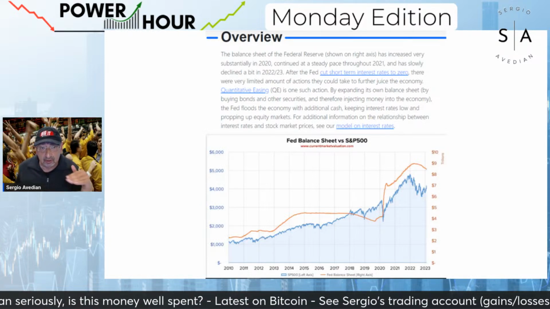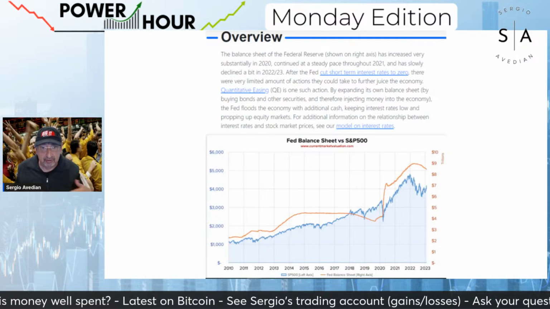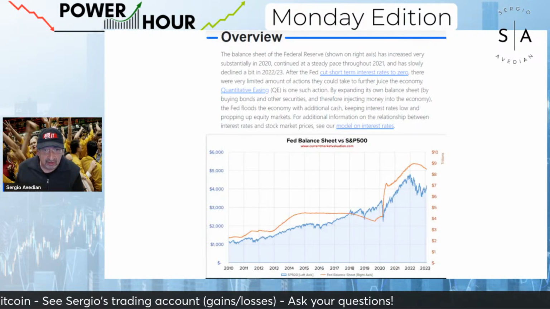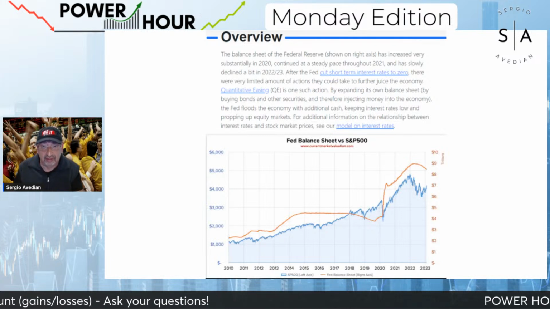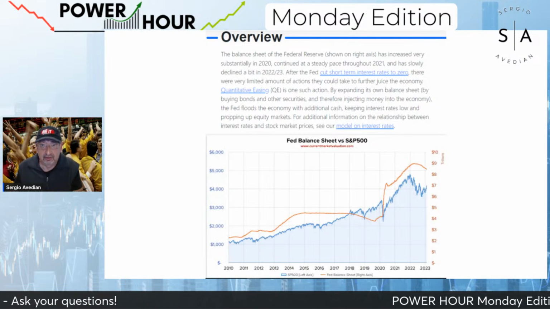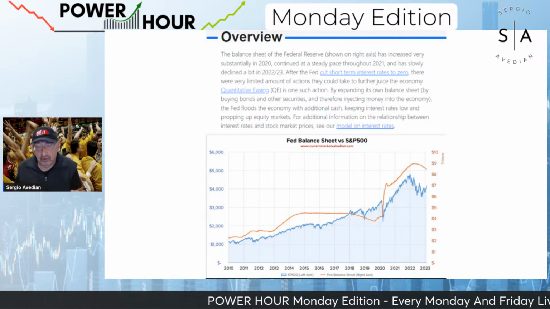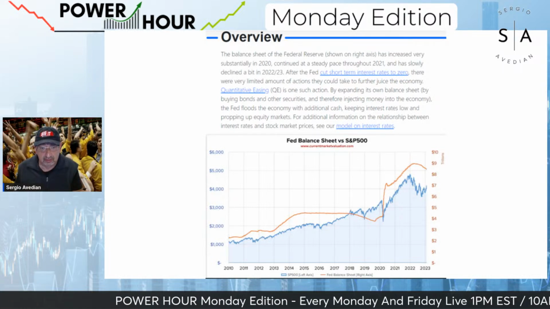Remember the printing machine, print and spend, print and spend, print and spend, right? Okay. Well, there are times in history that the Fed has to do this to save the economy, like in 2008, the great financial crisis. They should have let the banks die. They didn't, of course. They printed $800 billion, right?